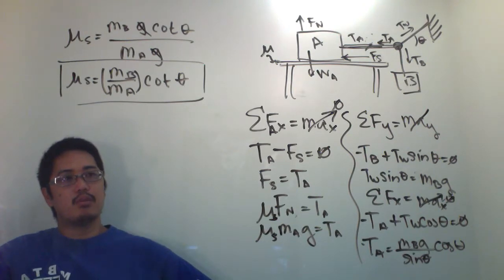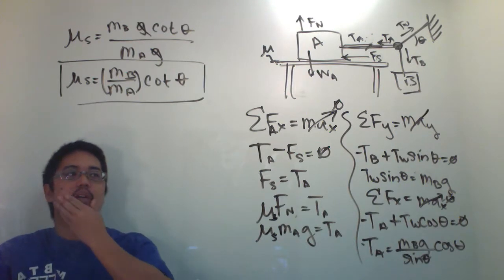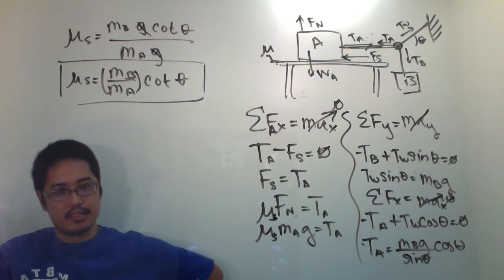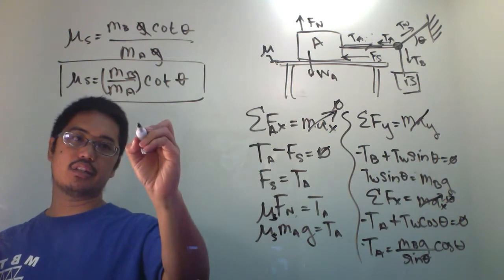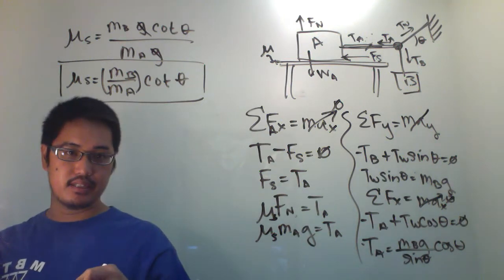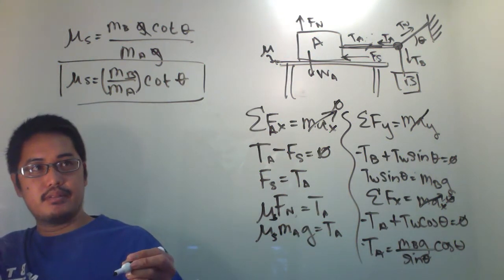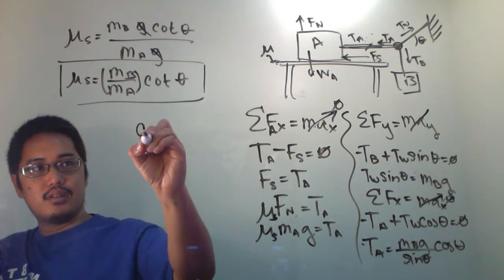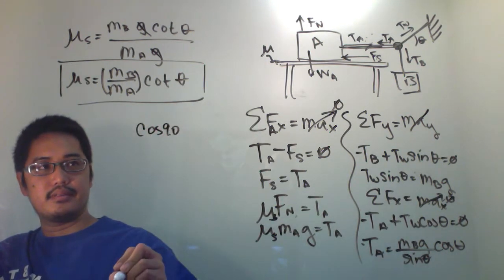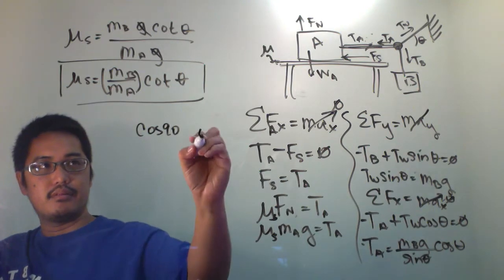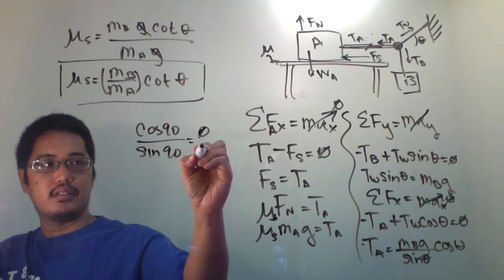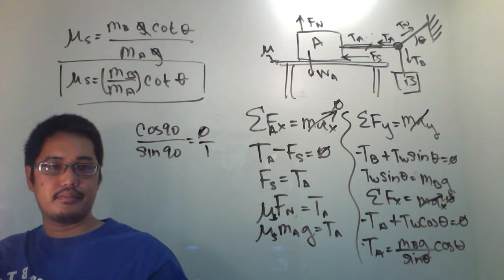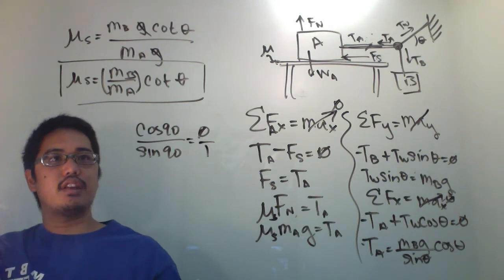All right, let's do one more kind of test. What if theta were 90 degrees? If theta is 90 degrees, do you know what the cotangent of 90 degrees is? I don't expect you to have that memorized. Think about this: what's the cosine of 90? 0. What is the sine of 90? 1. What's 0 divided by 1? 0. So the cotangent of 90 is 0.